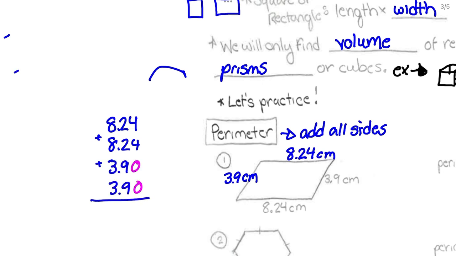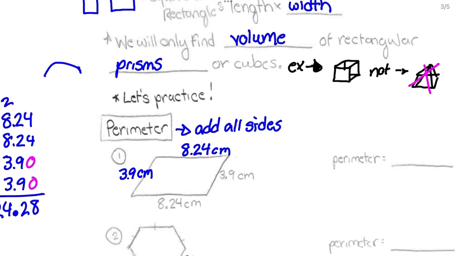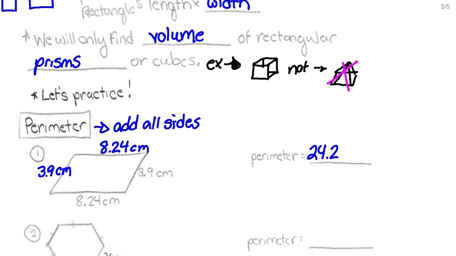And I always put the zeros just to help line up my decimals. And you're going to end up with the number, let me add these together real quick, 24 and 28 hundredths centimeters. And since it's not area, I don't have to square it.